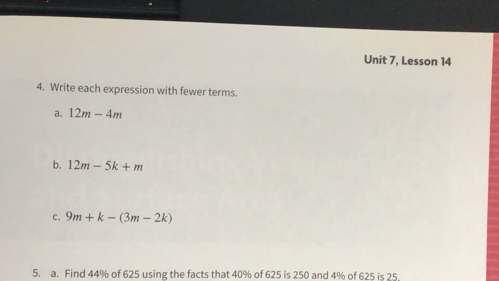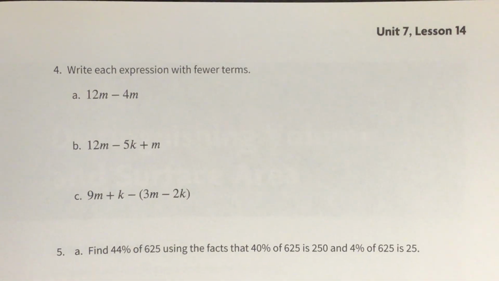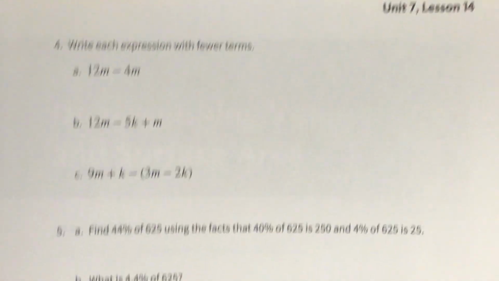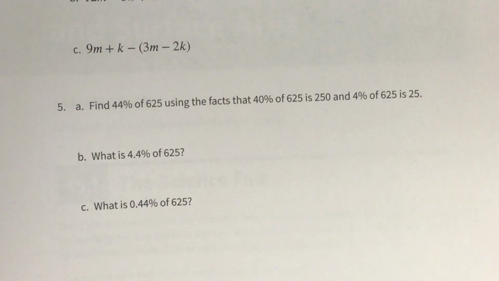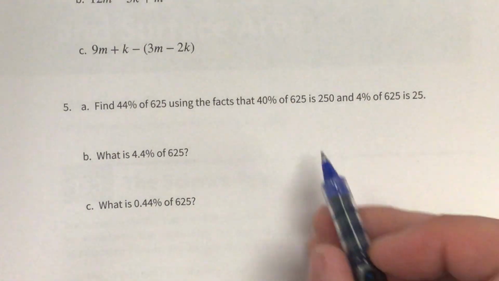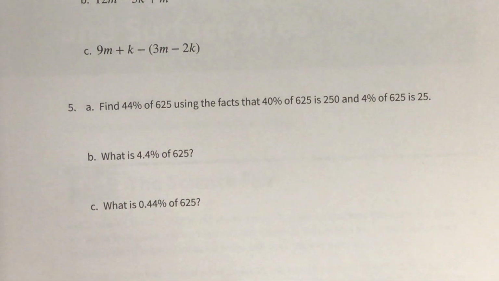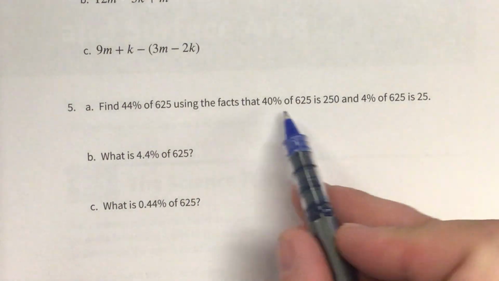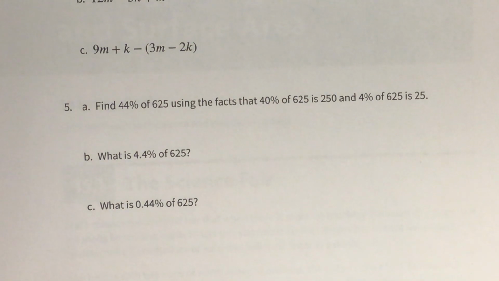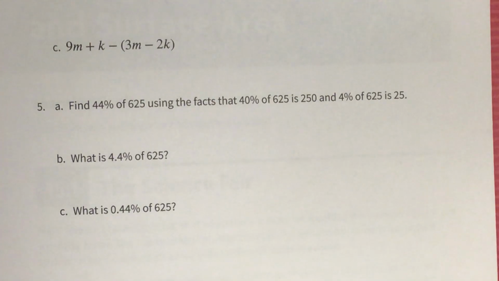Next page. Like terms. Number 4, combine like terms. Number 5, finding percentages. It gives you a couple of hints here. I think you can even get it without a calculator, based on this information. We've worked a little bit on those percentages a while back. So 1 through 5.